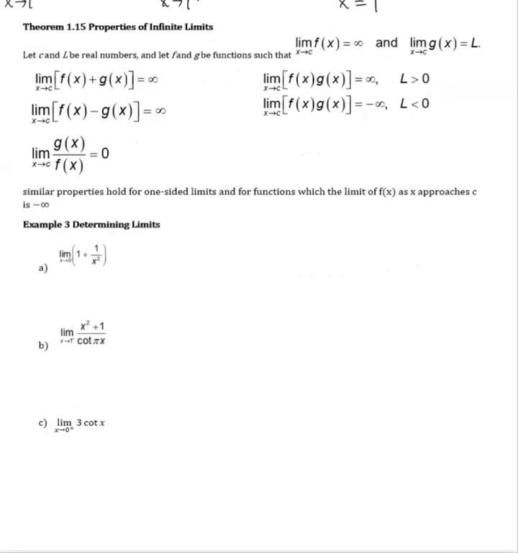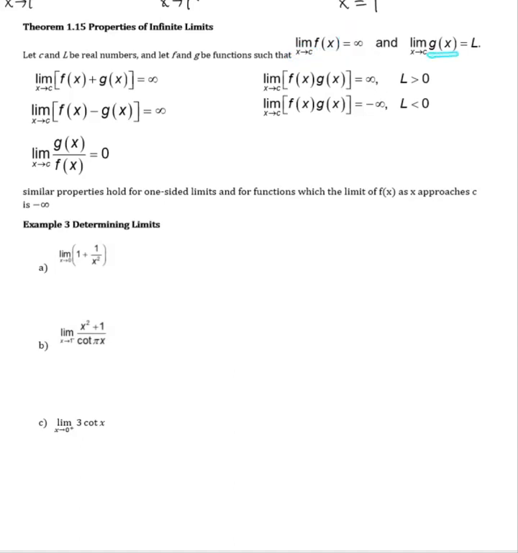The last thing that we're going to discuss in this lecture are properties of infinite limits, and then we're going to look at some examples where we use those properties to calculate some limits. So this theorem 1.15 is very important because it's going to tell us how to handle limits that go off to positive infinity. So as we go through the properties, keep in mind that we have a function f who, as we approach some x value, goes off to positive infinity.